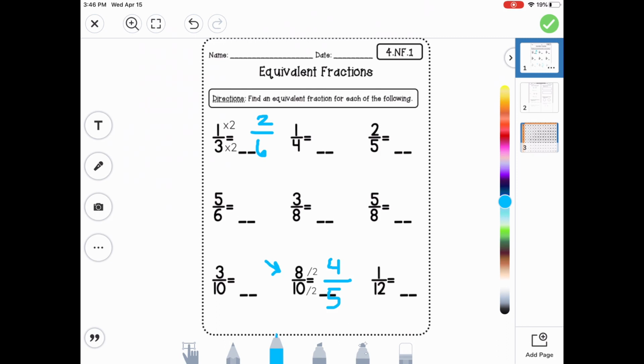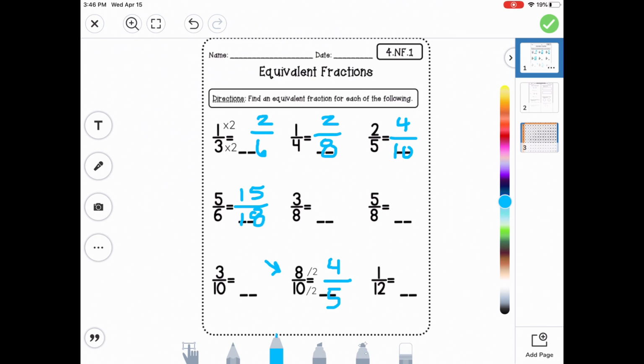For this problem, 1/4, if I multiplied the numerator and denominator by 2, I would have gotten 2/8. For 2/5, if I had multiplied the top and the bottom by 2, I would have gotten 4/10. For 5/6, I think I want to multiply the top and bottom by 3. 5 times 3 is 15. 6 times 3 is 18.